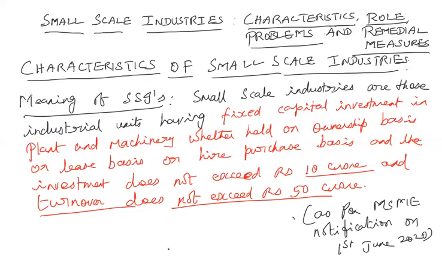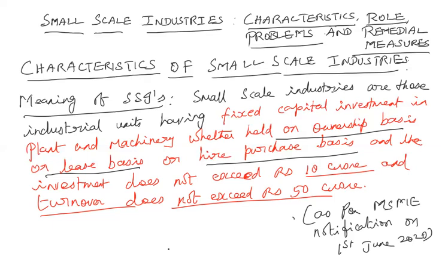So this is the latest one, on 1st June 2020. So this is the current fixed capital investment of small scale industries. So it is given plant and machinery whether held on ownership basis or on lease basis or on hire purchase basis, because every small scale industry entrepreneur is not equipped to install the plant and machineries on their own. So some of the small scale entrepreneurs, if they have that much capacity, will invest on their own. Then it is on the ownership basis.